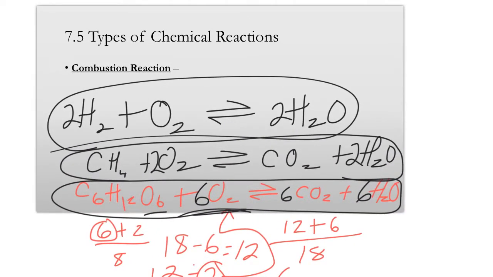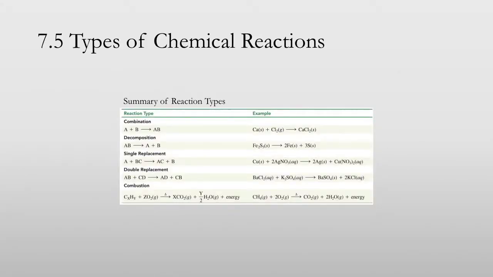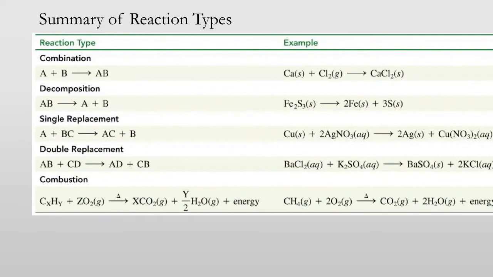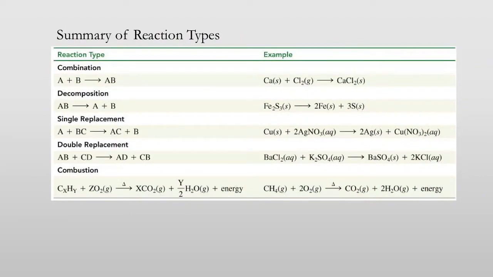Those are the types of chemical reactions. So here's a summary of the types of reactions given in section 5. But there is still one more type, and examples of them. So combination A plus B to make AB, example being calcium and chlorine reacting to make calcium chloride. Decomposition, AB decomposes into A plus B. The example there would be iron 3 sulfide decomposing into iron metal and sulfur. That one again is actually wrong, but whatever. It changes the coefficients, that's all.